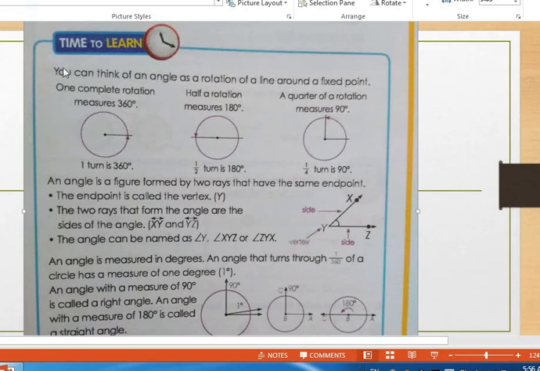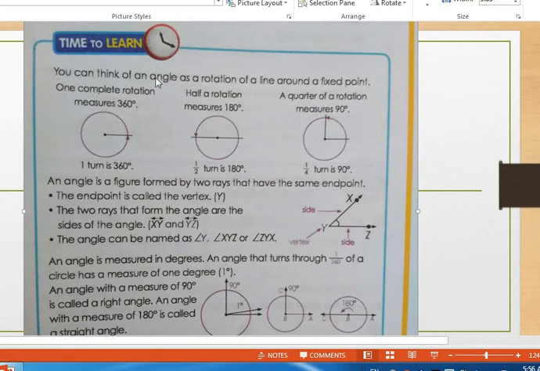Now we are going to have a lesson about angles. What is an angle? Two lines that meet at a common point create an angle. If you have two lines and they meet at a point, they form an angle. So time to learn.